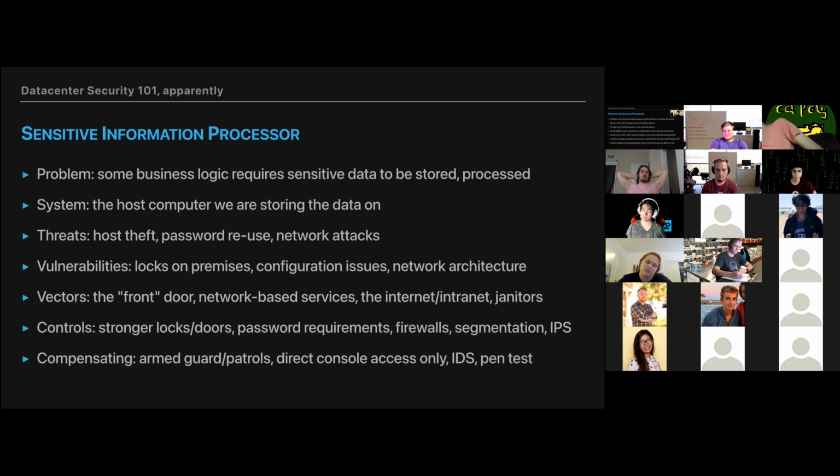Now, how do you control for these vulnerabilities? Maybe you have a stronger lock on your front door. Well, that's just a lock. Locks can be bypassed. They can be picked. There's probably going to be a window. Windows can be smashed. So maybe that's one control, but you probably have another one.